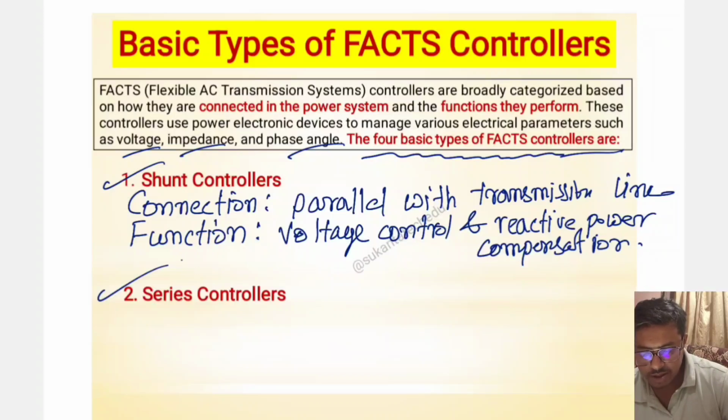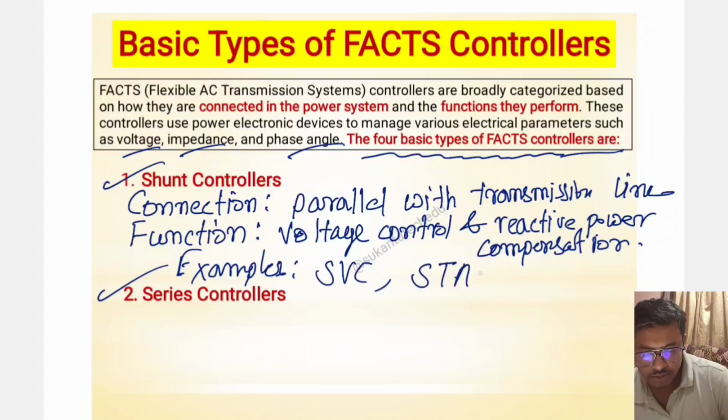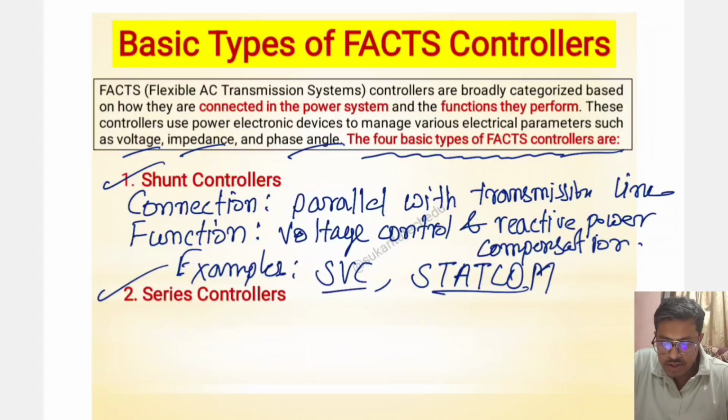So what are the examples? Examples of this shunt controller are SVC and STATCOM. These are the examples of shunt controllers. SVC is the static var compensator, and STATCOM is the static synchronous compensator.